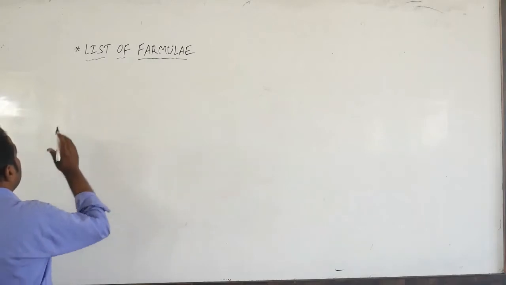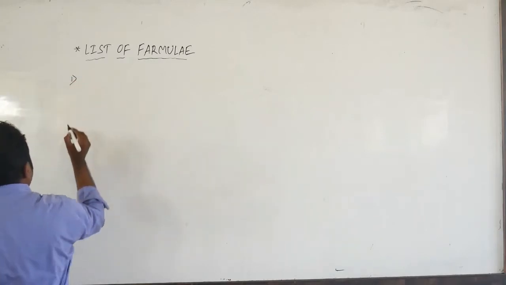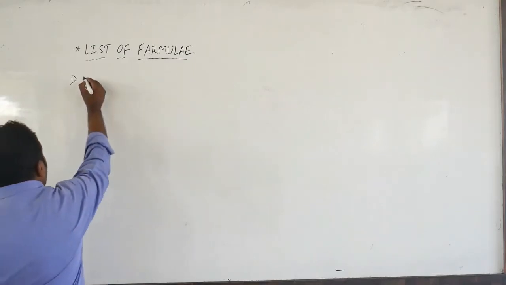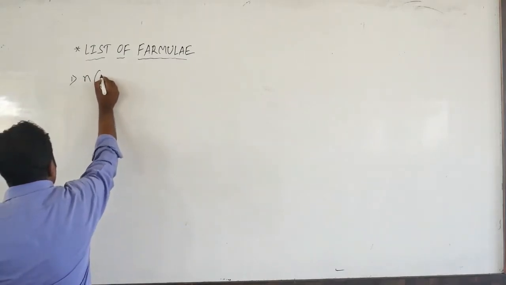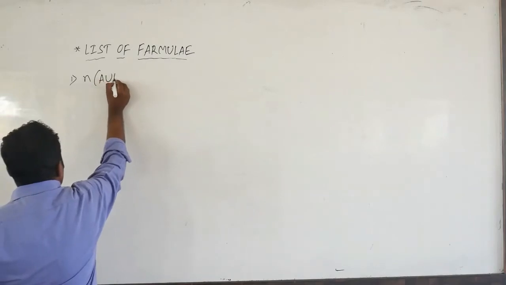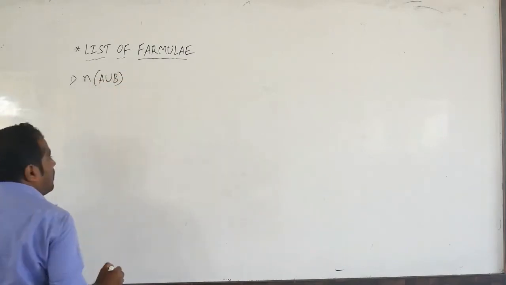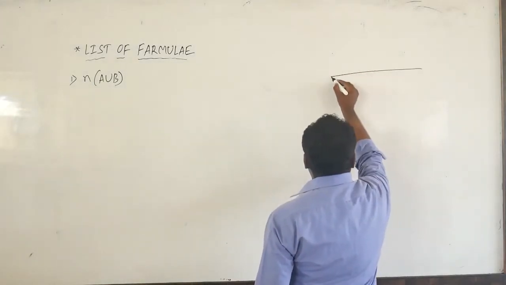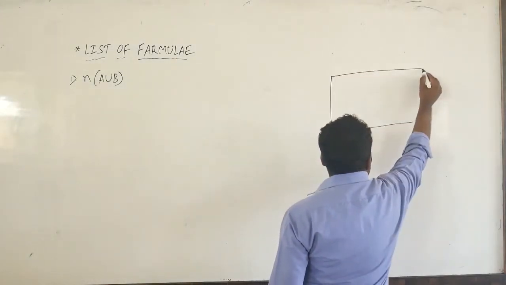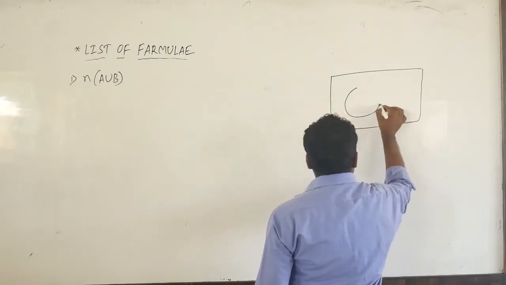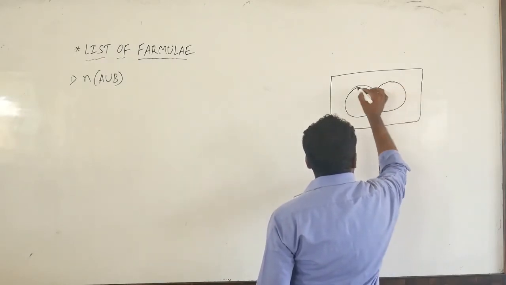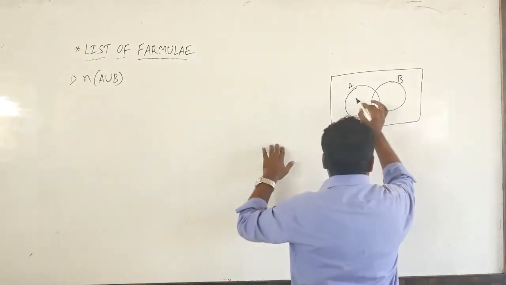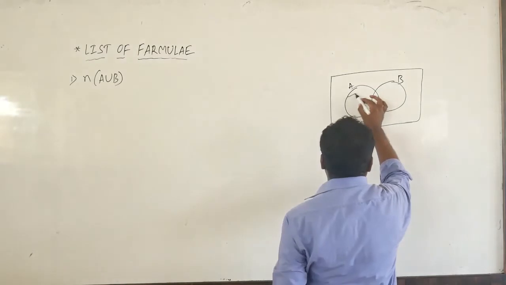Here we have some formulas. First one, if A and B are finite sets, then how can you find n of A union B? Consider set A, set B. A union B is nothing but the whole space, addition of A and B.